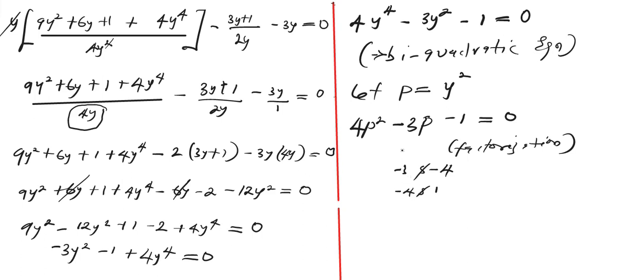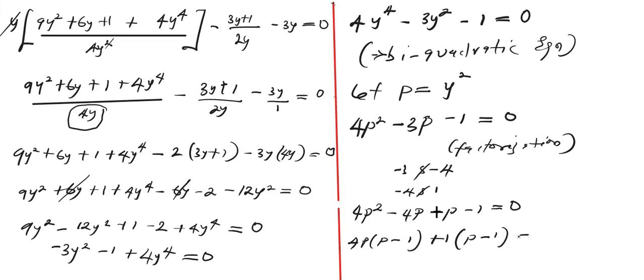So let's substitute these factors into this equation. We are going to have 4p squared minus 4p plus p minus 1 equals to 0, okay. So let's factorize this out. We are going to have 4p into p minus 1 plus 1 into p minus 1 equals to 0, okay. So this and this are the same. We are going to take 1. So we have 4p plus 1 and we have p minus 1 equals to 0, okay.